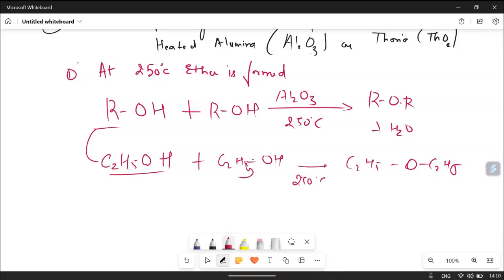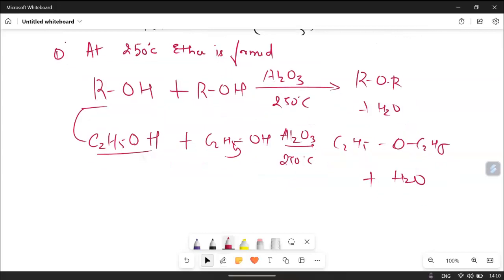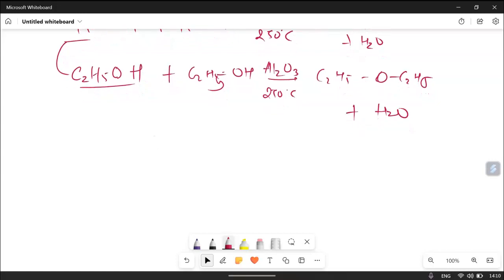At 250 degrees Celsius in the presence of Al2O3 plus water molecule. So this is the reaction you can write down.